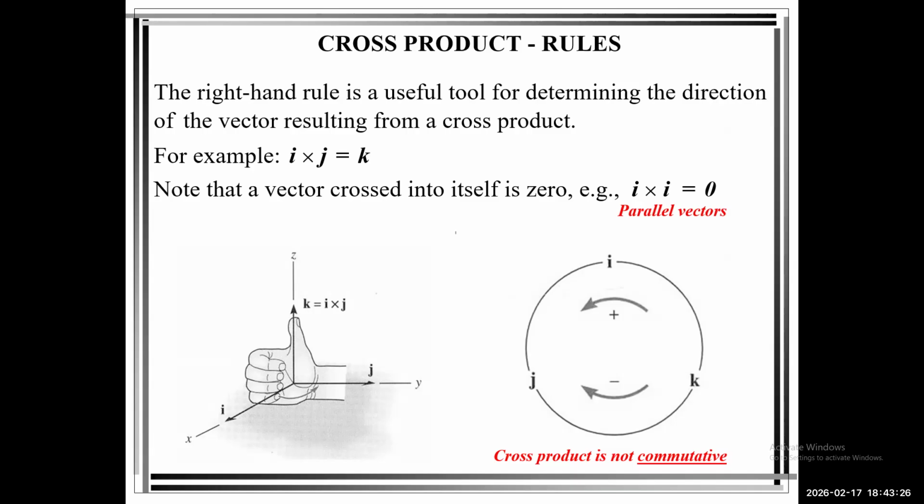Right? Remember before I was telling you that I times J gives you 0 in dot product. In cross product it's different. I times J gives you K. So note that a vector crossed with itself is 0. In the dot product, I went with parallel vectors. Once it's a parallel vector, I times I in cross product is 0, but in dot product it would have been 1. I times I gives you 1.